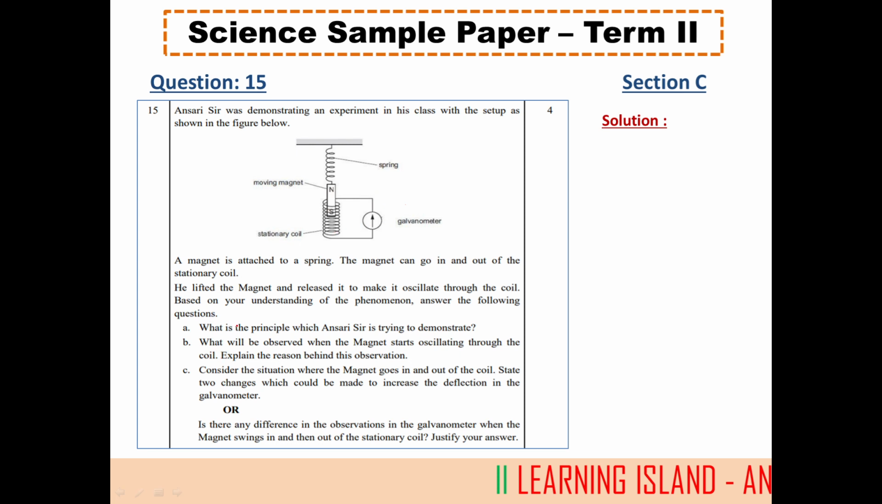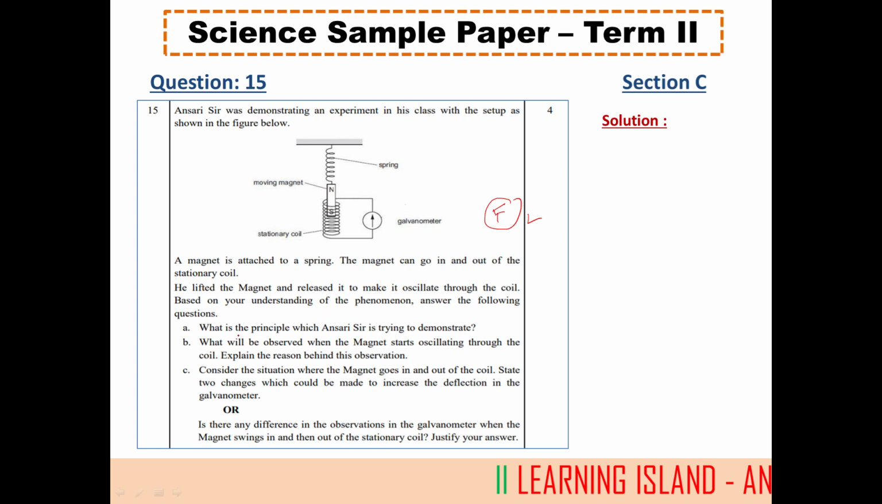Now see the question here. What is the principle which Ansari sir is trying to determine? He is trying to determine Lenz's law, that is, the induced current. Now in question B, what will be observed when the magnet starts oscillating? Faraday said that the induced EMF is produced, and Lenz explained the direction of the current produced in the coil. So Faraday's law has been explained here.